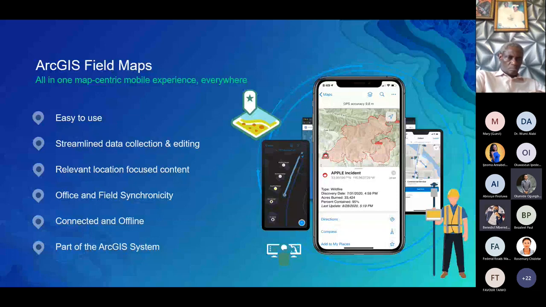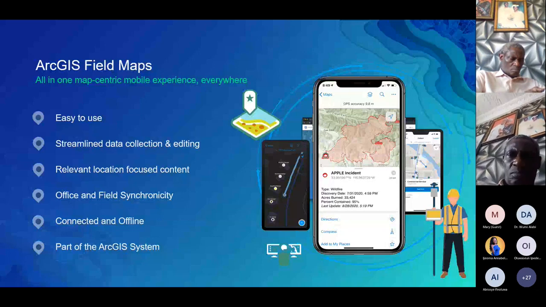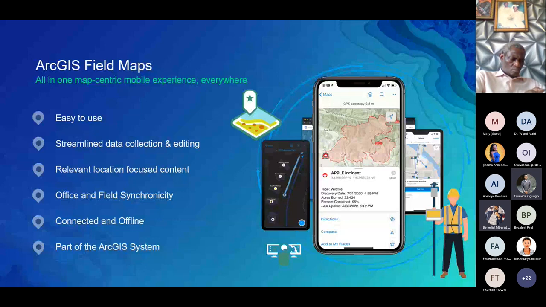Now, what are the key benefits of the ArcGIS Field Maps application? It's one app to deploy. It's easy to learn. You sign into ArcGIS only once. So when you log into the app, which we will demonstrate after this presentation, you have the opportunity to sign in just once, and you can start mapping.